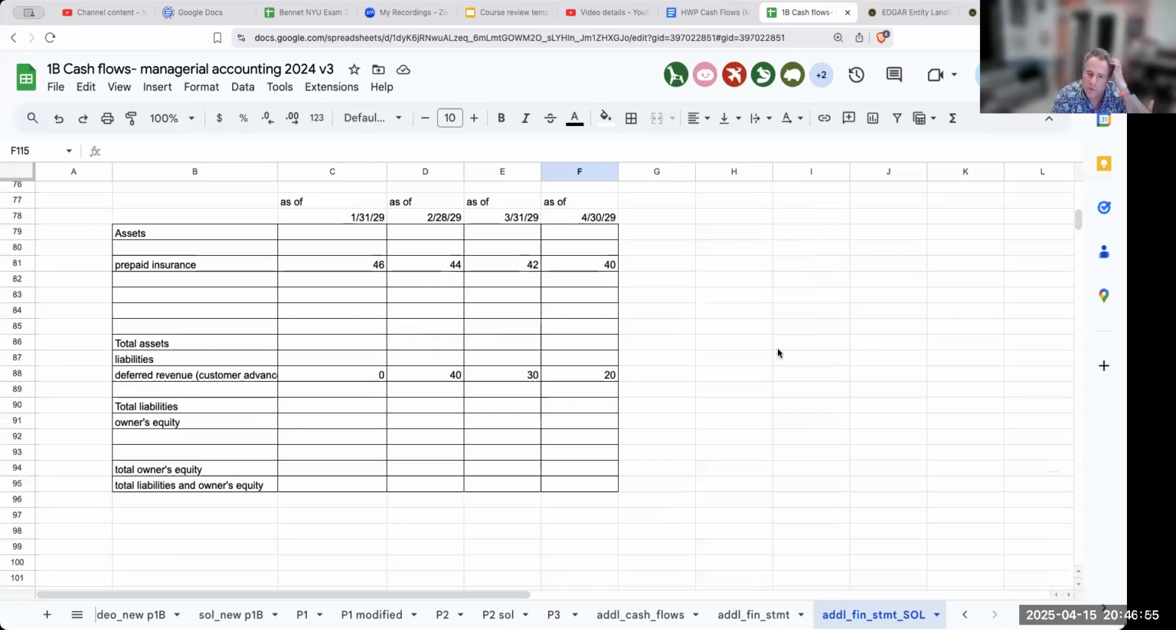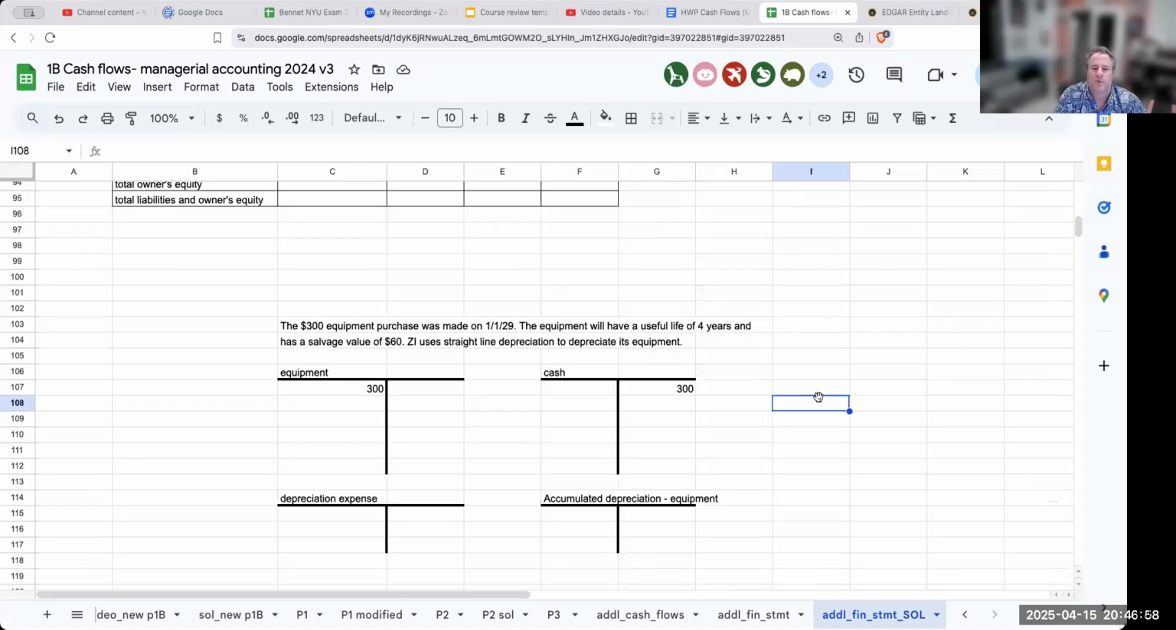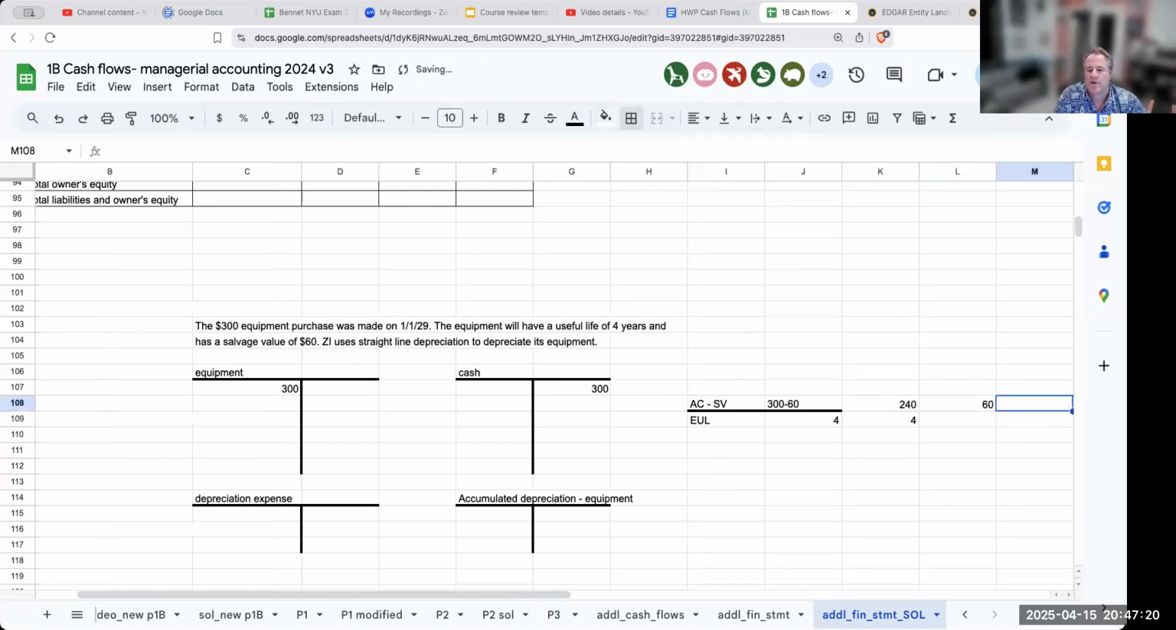So when we go through and record depreciation expense, how do we do it? We're going to take the acquisition cost minus our salvage value, and we're going to divide that by our estimated useful life. Over here, our acquisition cost was 300. It had a salvage value of 60. The estimated useful life was 4. So this is going to be 240 divided by 4, or 60, which is my annual depreciation expense. Okay, so this is an annual amount, meaning for 12 months.